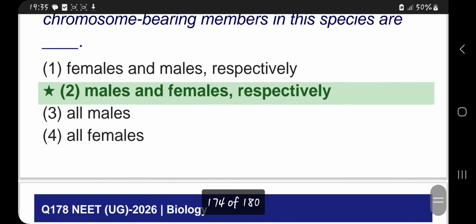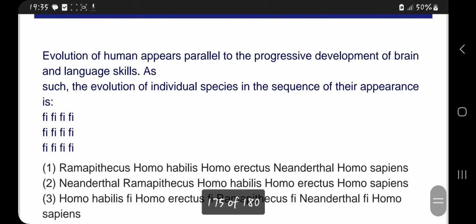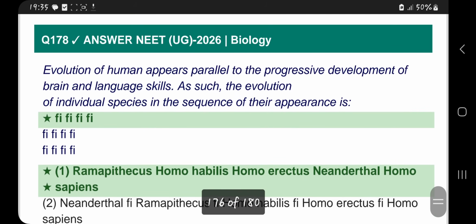Females and males respectively, males and females respectively. Second option is correct. Evolution of human appears parallel to the progressive development of brain and language skills. As such, the evolution of individual species in the sequence of their appearances: Ramapithecus, Homo habilis. So mostly the first option is the correct one. Brain development.